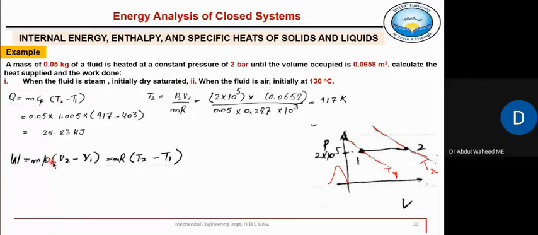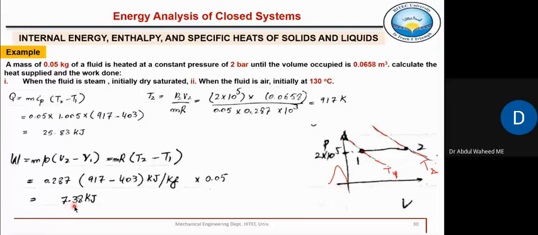Pressure is constant. From 1 to 2, pressure is constant. So PV2 can be replaced with RT2 and PV1 can be replaced with RT1. R is taken out. Right? Because we know T1 and T2, so we can replace this P into V2 minus V1 as R into T2 minus T1. So just put the values there. R, T2 minus T1 and kilojoules per kilogram, into 0.05, which is the mass M. So that is the work done during this process.